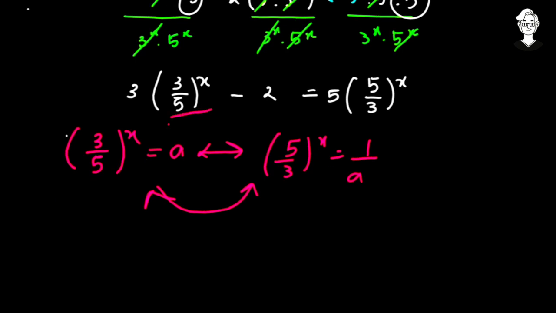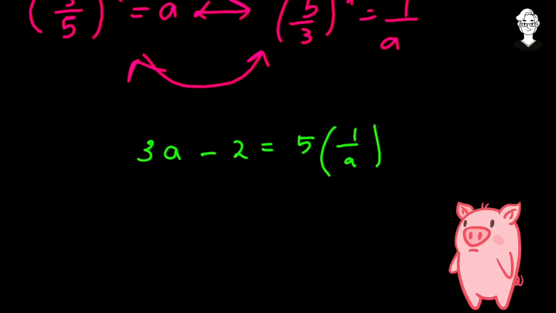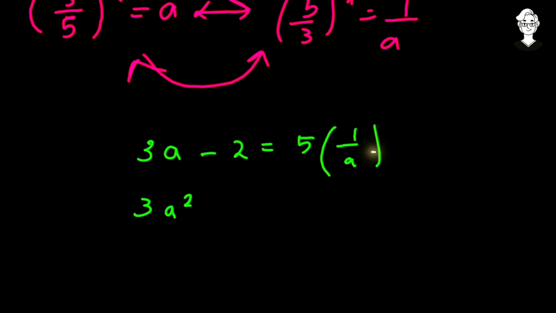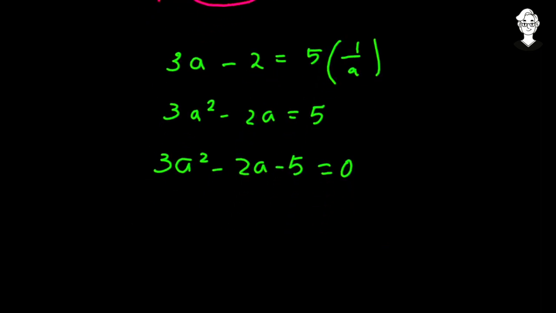Now we will put this value instead of this and this in this equation. So what we get is 3 into a minus 2 is equal to 5 into 1 upon a, according to the a we have considered. Now shifting a over here, so 3 times a square minus 2 times a is equal to 5. Now bringing that 5, so 3a square minus 2a minus 5 is equal to 0. Now I can say 3 into 5 is 15, it's a quadratic equation, and 2 can be broken down as 3 minus 5.